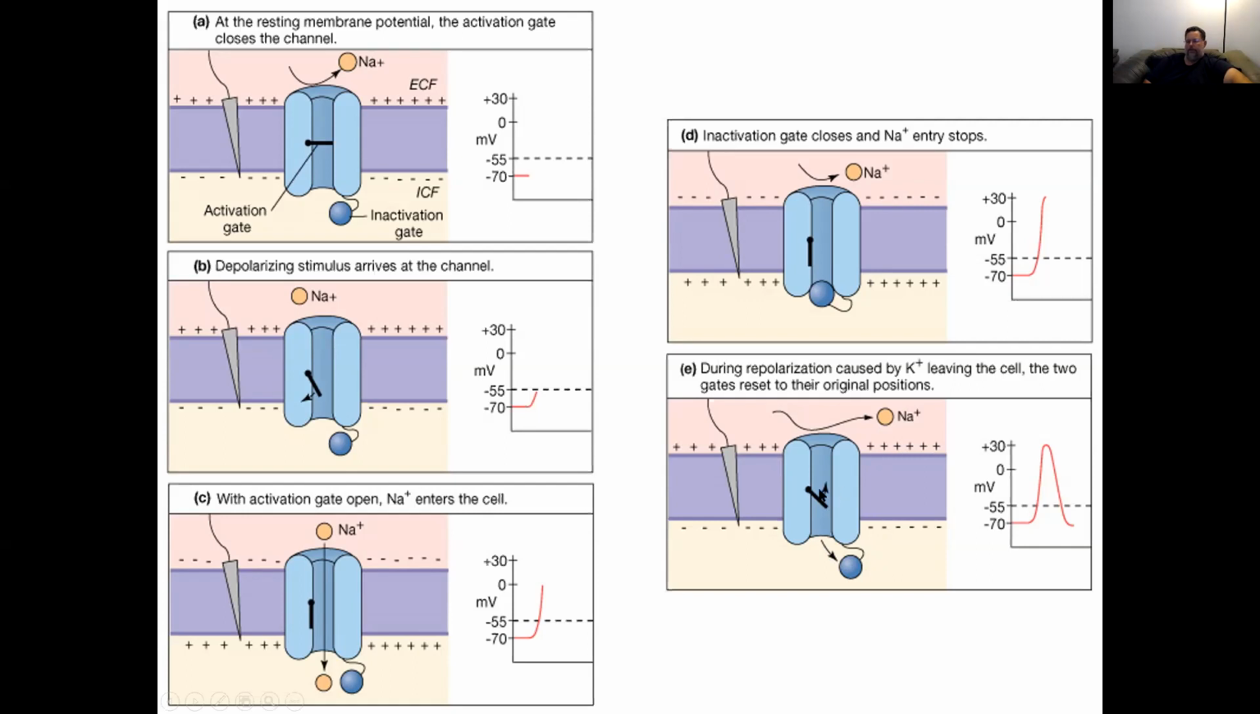Now what's causing these gates to open and close? Again, it's the voltage, and that's changing the shape of the protein. If you want to keep in the background the idea about proteins can change their shape, and this channel changed its shape based on the voltage that was going through it. One being an activation gate, one being an inactivation gate.